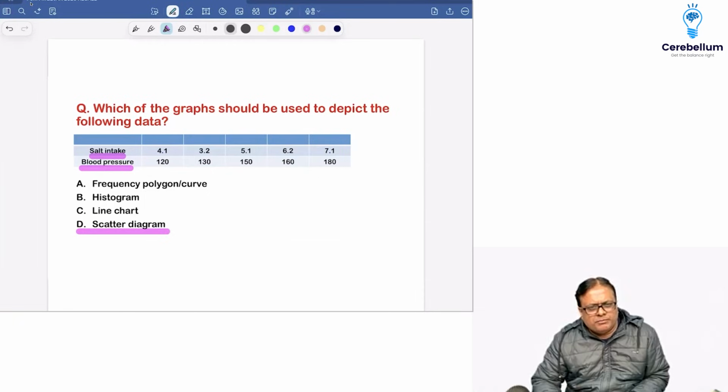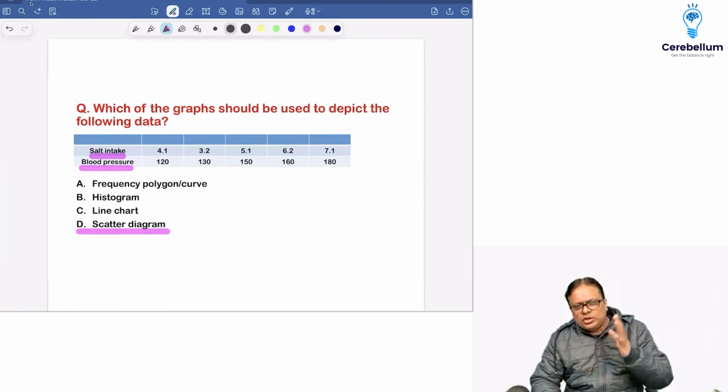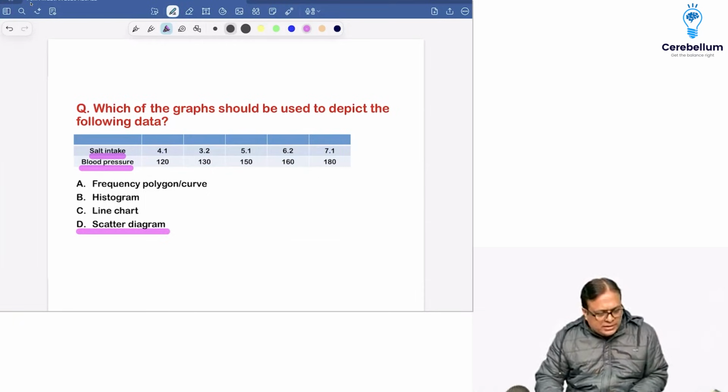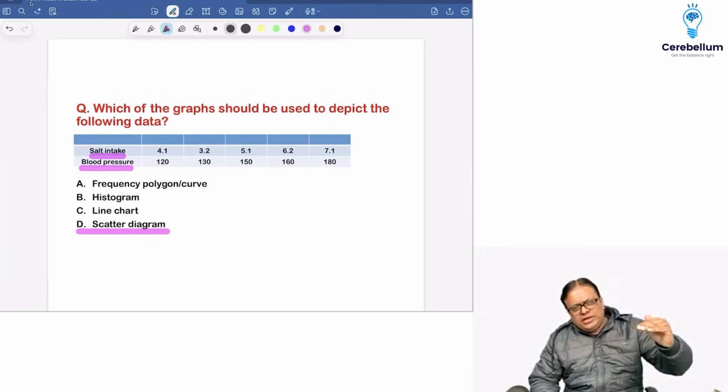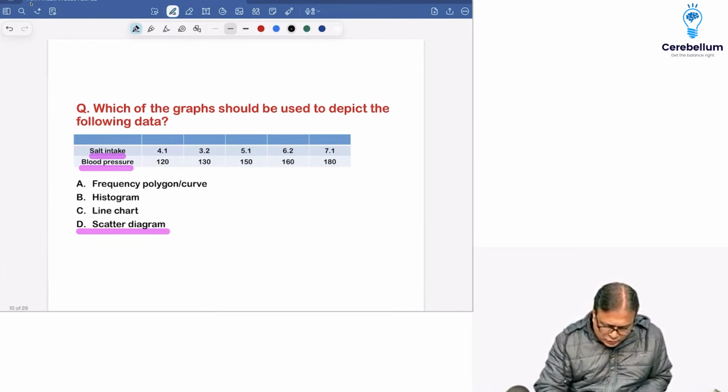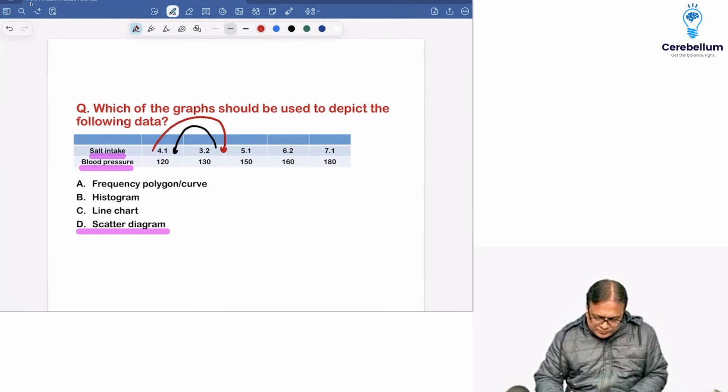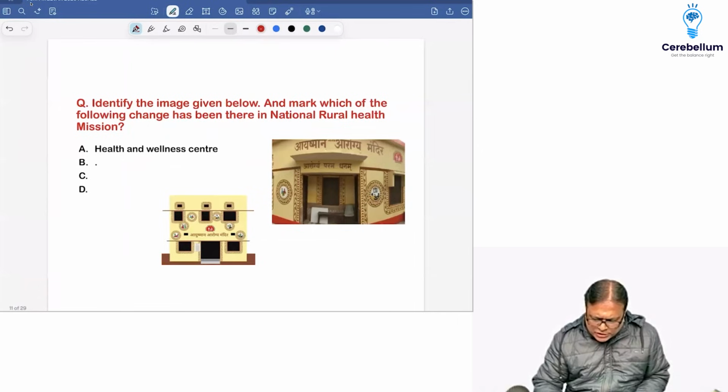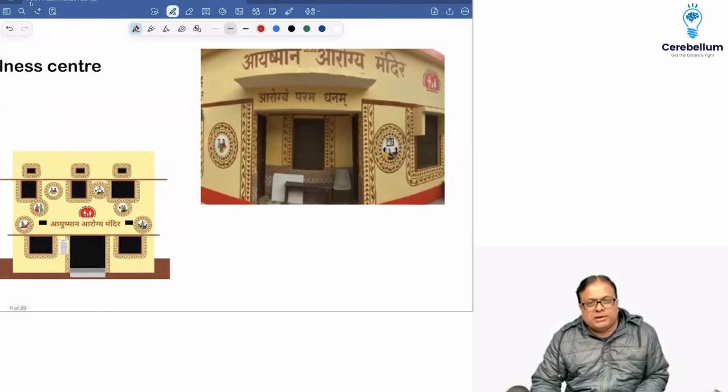Values may be a bit different: 4.1, 3.2, 5.1, because it's not easy for students to remember all these 10 values after the exam correctly. Even if salt intake is in ascending order, that would have been a better way to represent whether blood pressure is increasing or decreasing with that relationship. Based on your recommendation, I will put this number here, right? Okay, thanks.